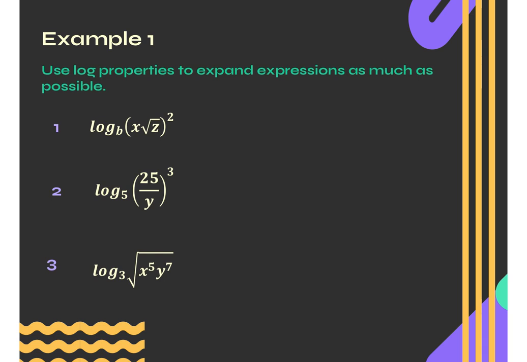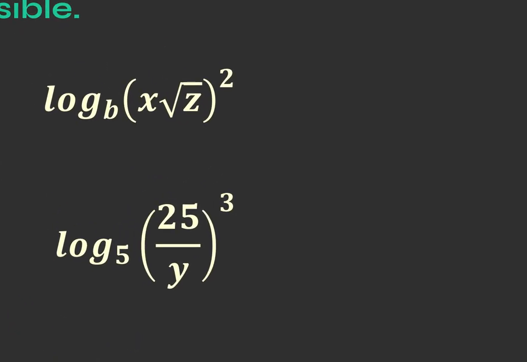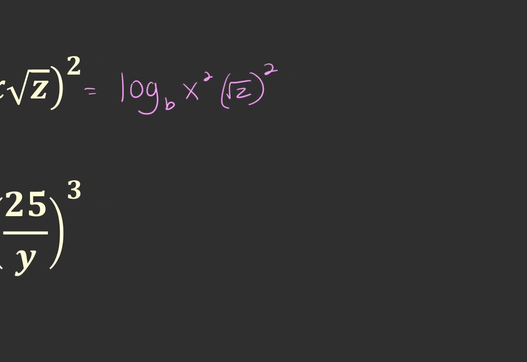Then we're going to expand. It says use the log properties to expand the expressions as much as possible. So looking at log base b of x times the square root of z, all to the second power. What's one way to start it? Because there's more than one way. I can distribute the 2 to both of them, the squared power. So I can make this log base b of x squared and then the square root of z squared, and that becomes just z. So this is log base b of x squared times z.